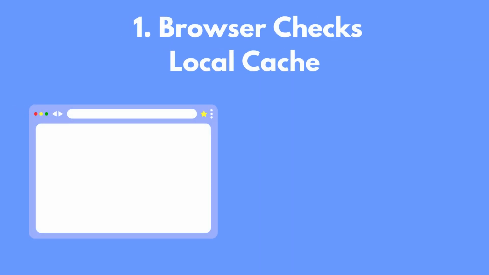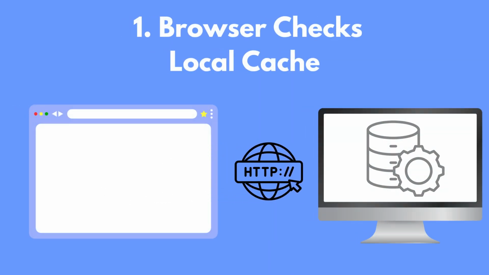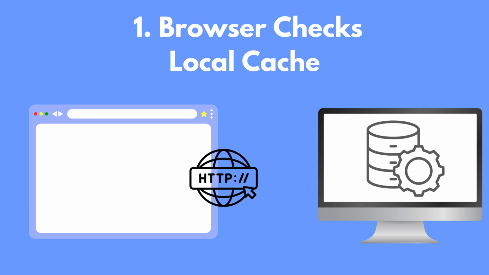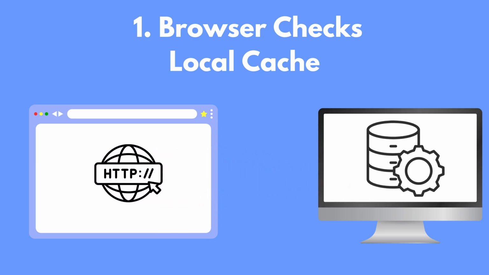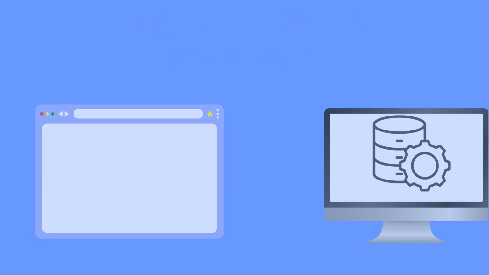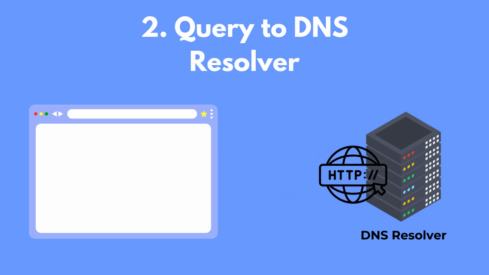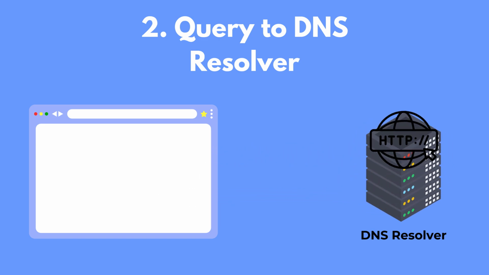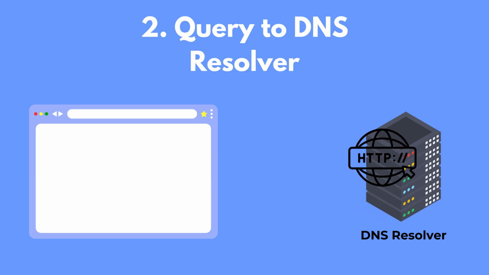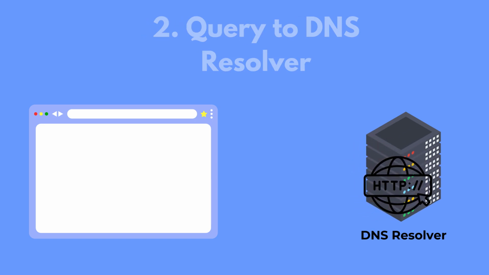1. The browser checks local cache. First, your computer checks if the domain's IP address is already stored locally. 2. Query to DNS resolver. If not found, the request is sent to a DNS resolver. This is typically provided by your internet service provider, ISP.